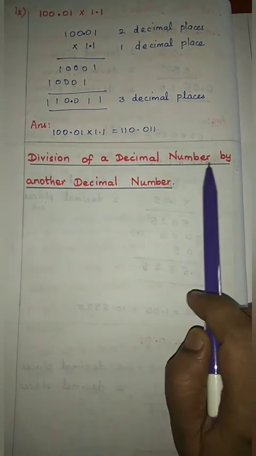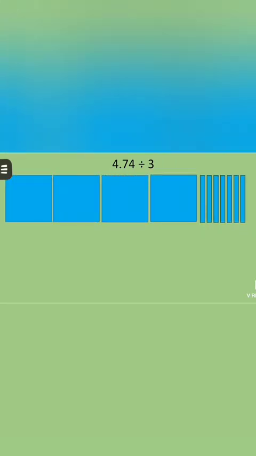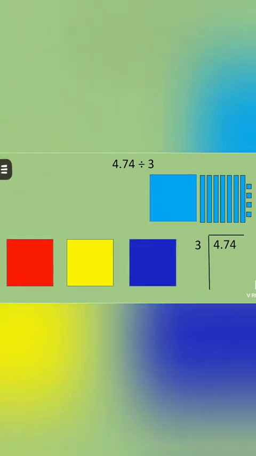Division of a decimal number by another decimal number. How will you divide the decimal number 4.74 by 3? Let us do this division using grid model. Represent 4.74 using grid shapes. Division should be performed from higher value to lower, that is, from left to right. Since division means equal sharing, separate the grid of unit place into 3 groups by 3 different colors.